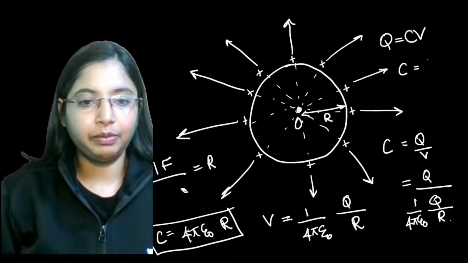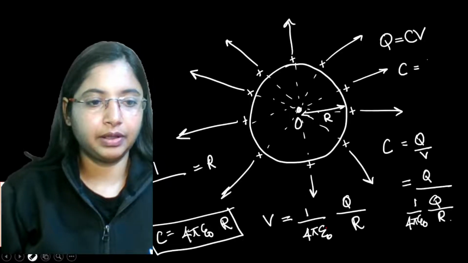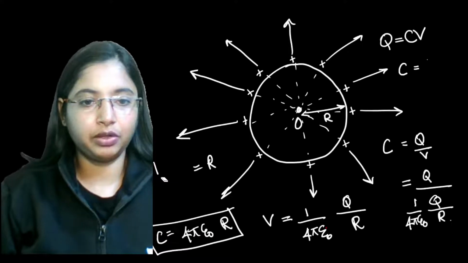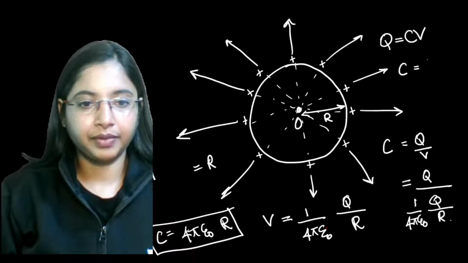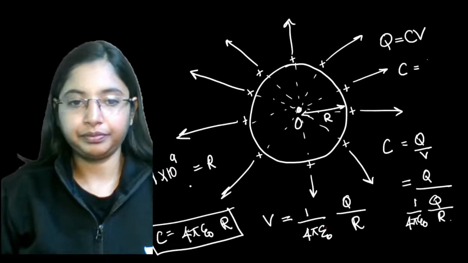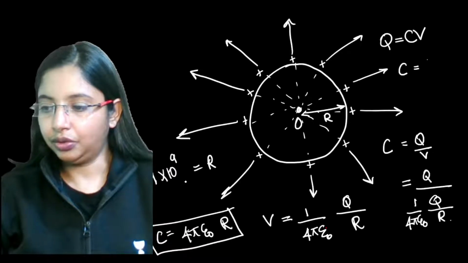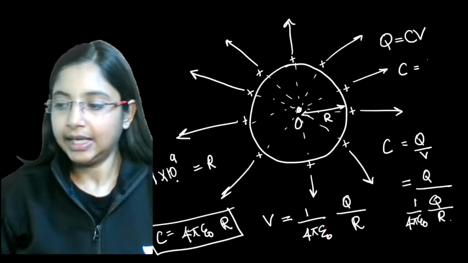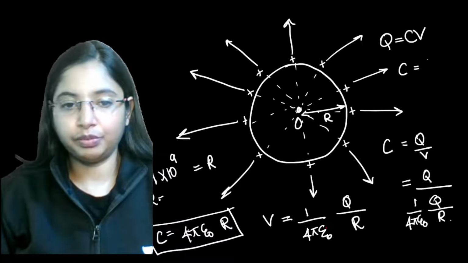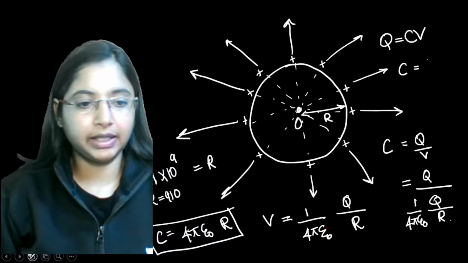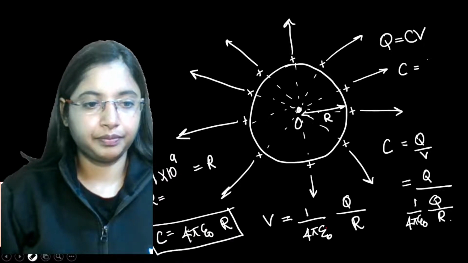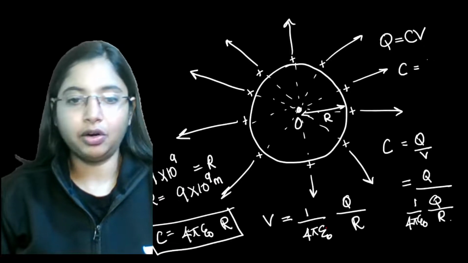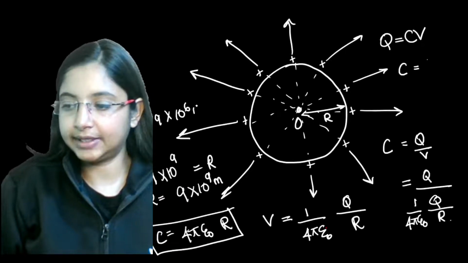So 1 divided by 4 pi epsilon naught is nothing but 1 farad into 1 by 4 pi epsilon naught. 1 divided by 4 pi epsilon naught is nothing but 9 into 10 to the power of 9. So if your capacitor should have 1 farad, then the radius should be somewhere around 9 into 10 to the power of 9 meters, or 9 into 10 to the power of 6 kilometers.